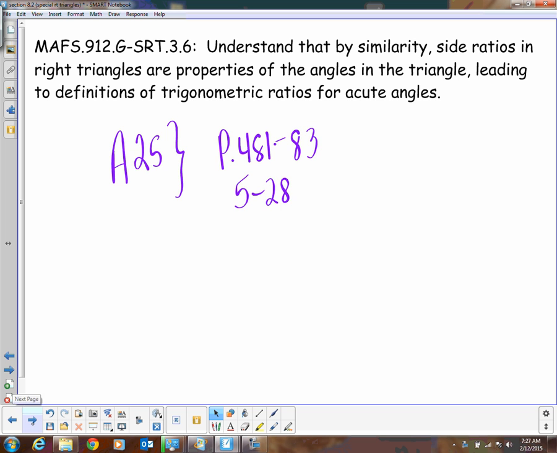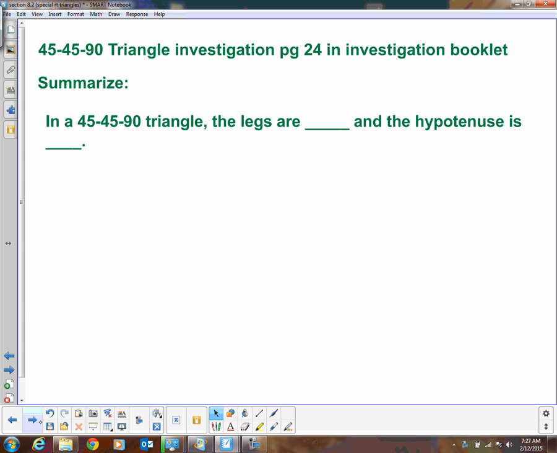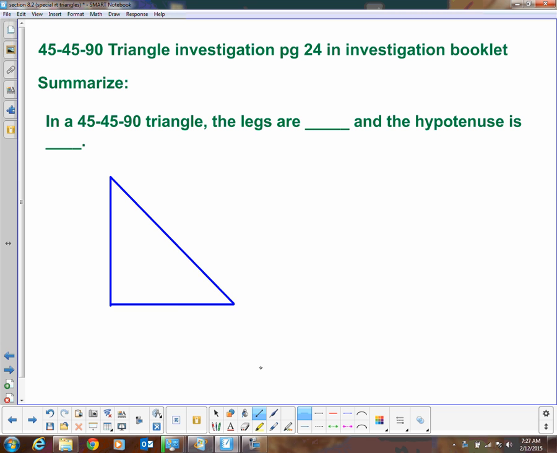Only 2. Did you all get that? It's up on the board if you didn't. All right, so now we're going to look at a 45, 45, 90 triangle. Do those angle measures work? 45, 45, 90. Do those add up to 180?